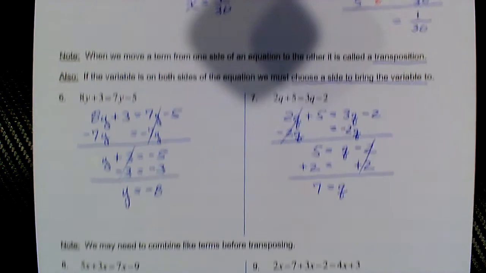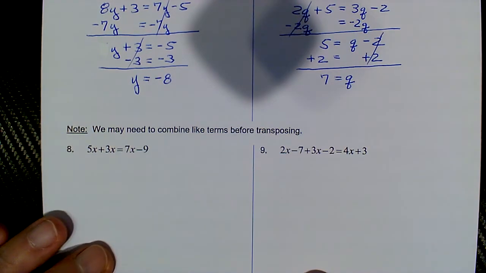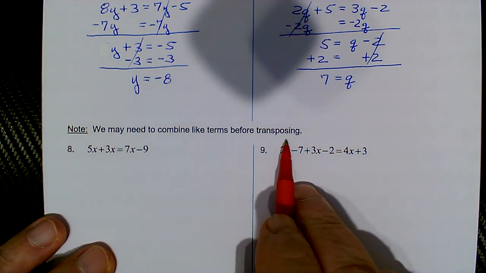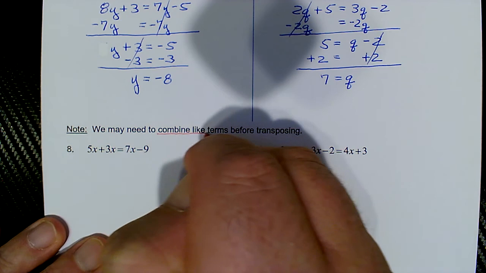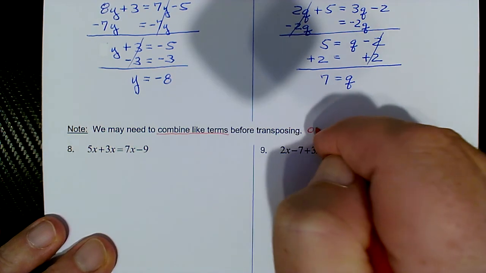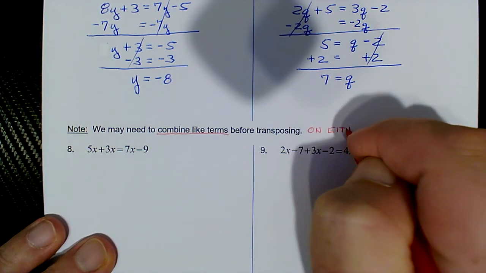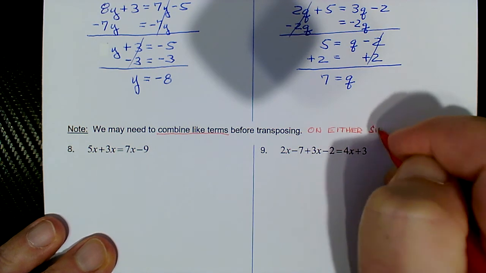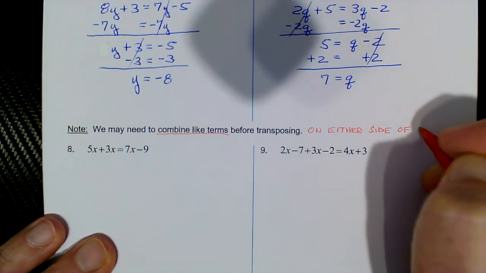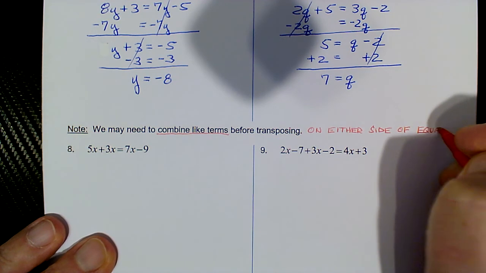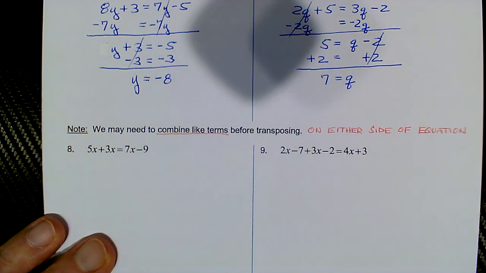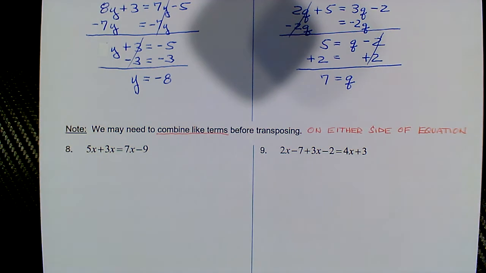So we extend the idea and we look at the fact that we may need to combine like terms before transposing. And when we say that, I should stress this is on either side of the equation. So the equation is a barrier and you can't cross it unless you transpose. So if we're going to combine like terms, we have to look on either side separately.